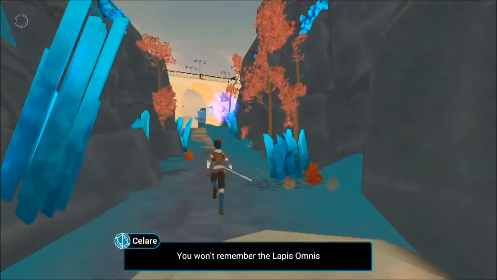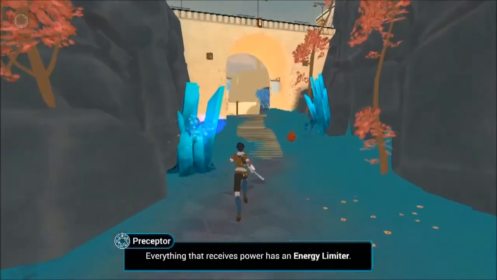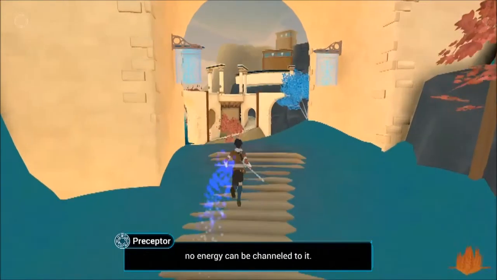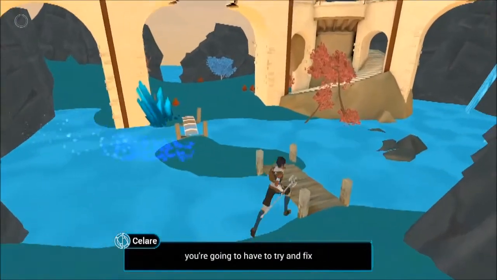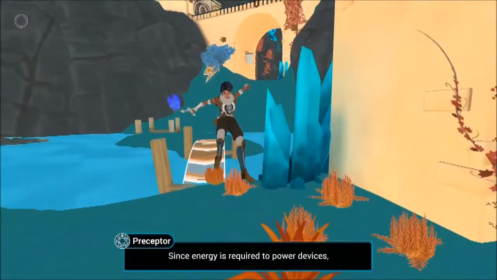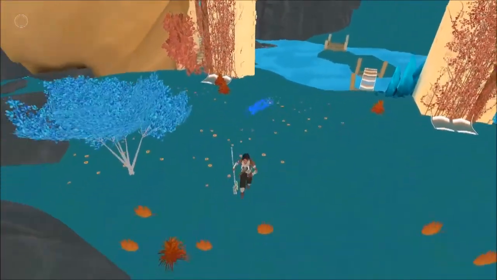You won't remember the Lapisotomies from our last meeting. Receptor? Everything that receives power has an energy limiter. If that is damaged or out of tune, no energy can be channeled to it. If we're going to get further along this path, you're going to have to try and fix some of these broken limiters. Since energy is required to power devices, malfunctioning energy limiters disable equipment entirely.